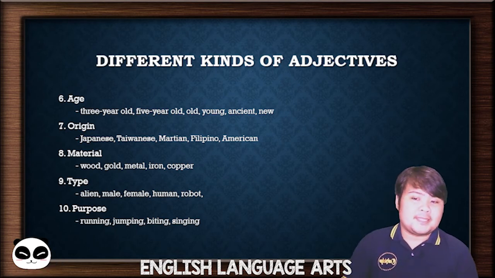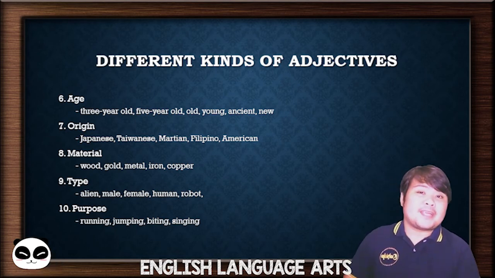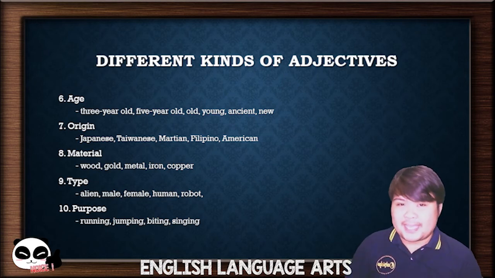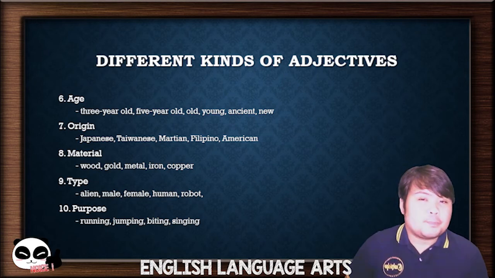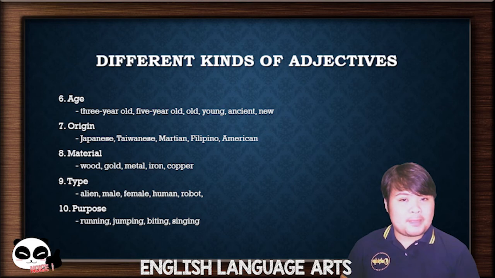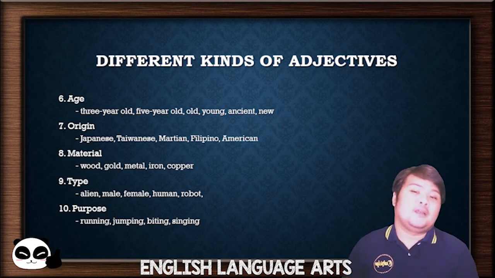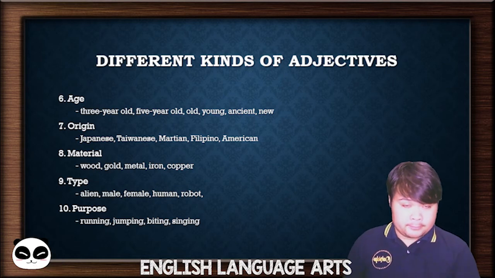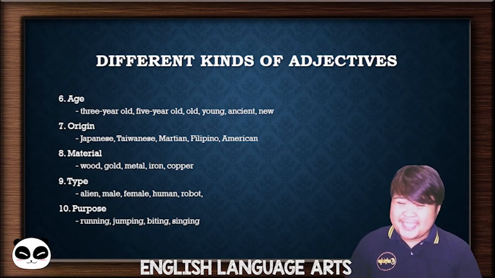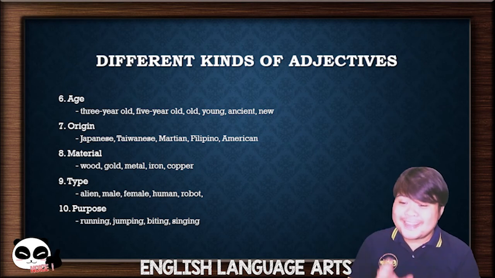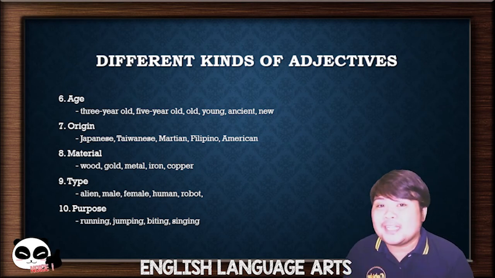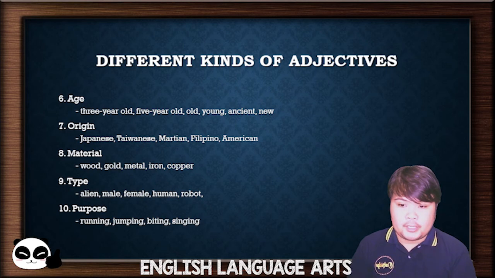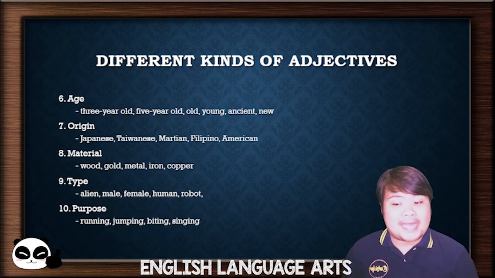And last but not least, purpose. These are adjectives that are verbs in ing. The way purpose works is it describes what it is for. Take, for example, a running robot. The robot, what it does, its purpose, is to run. The word running there is purpose. It tells you what it is for. Okay? So these are the different kinds of adjectives.